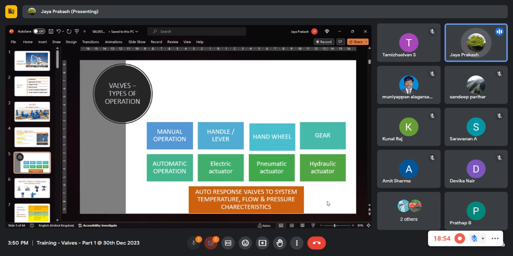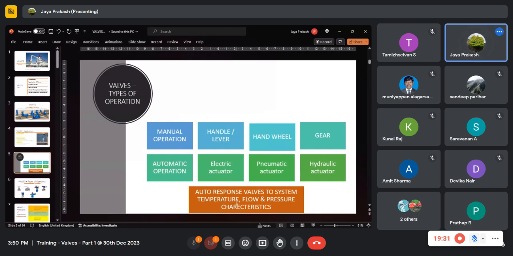Another type of operation is the automatic response, like check valves and pressure relief valves. These do not require any external operation. They operate automatically based on the pressure. A check valve is designed to allow flow unidirectionally, and return flow is prevented.